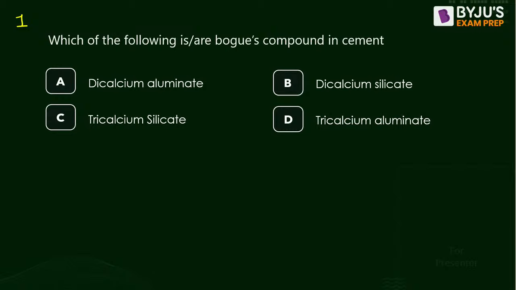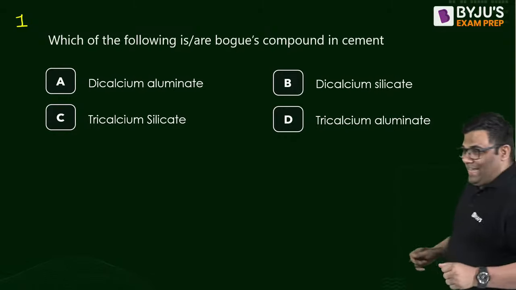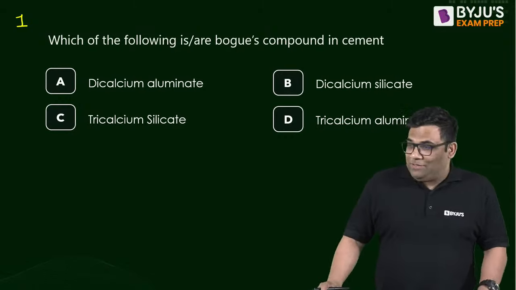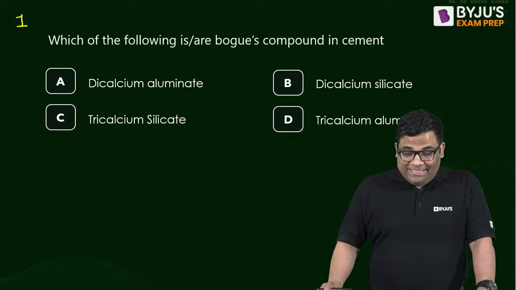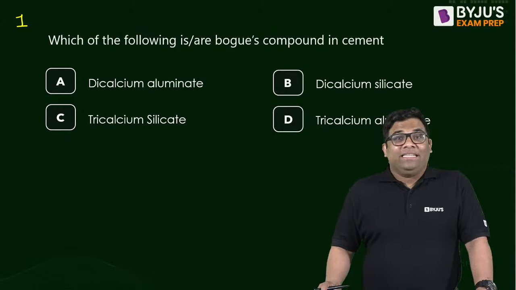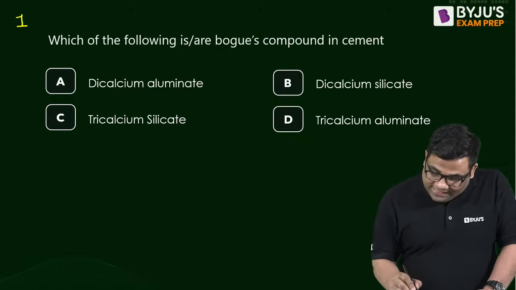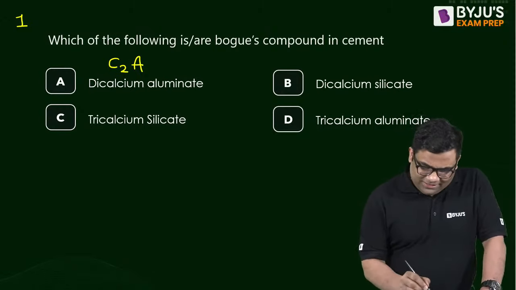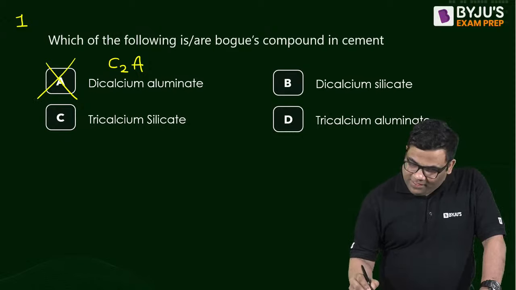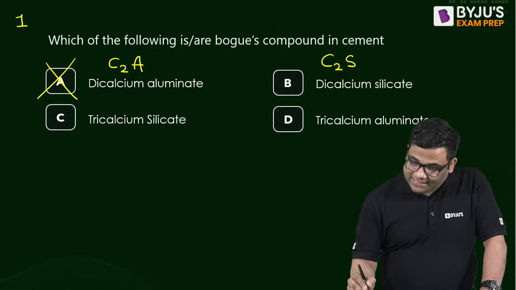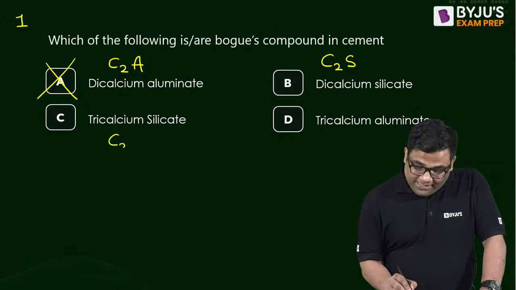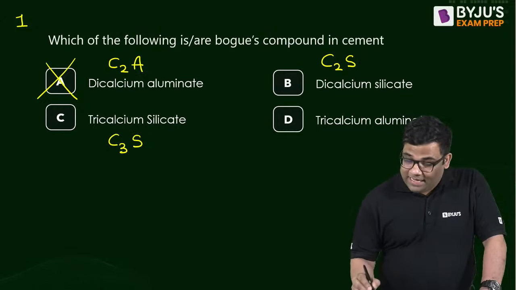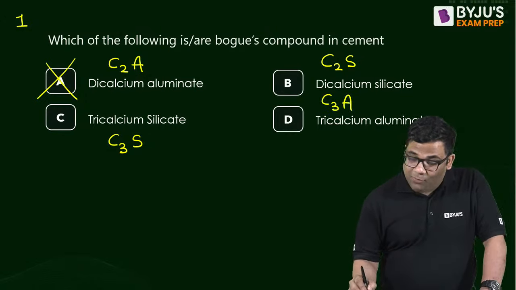Okay, answer. Many students have answered B, C, and D. The first option is dicalcium aluminate, and there's nothing like that, so this is the wrong one. Then we have dicalcium silicate, yes, it is there. Then tricalcium silicate, yes, it is there. And then tricalcium aluminate.